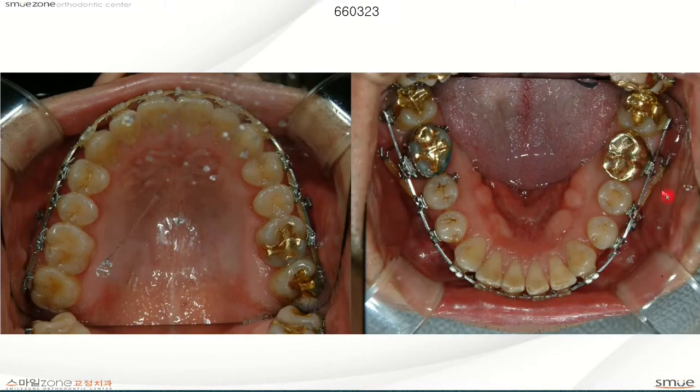This is why the teeth are very difficult to bring forward with this very narrow alveolar ridge.